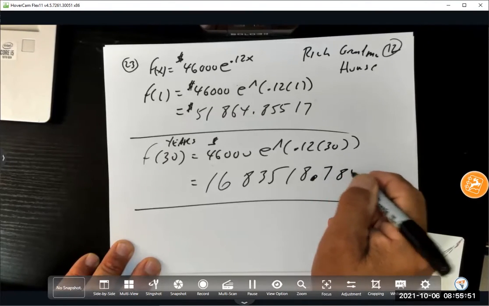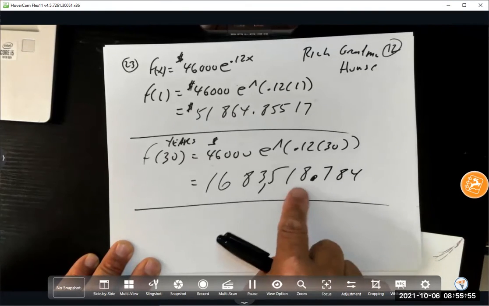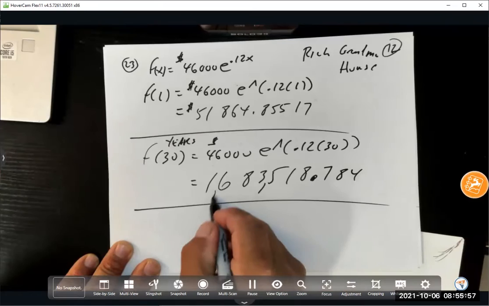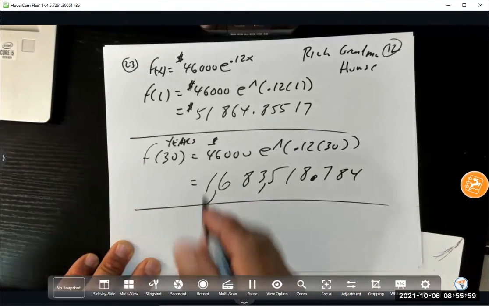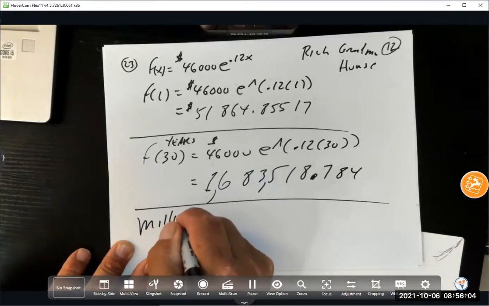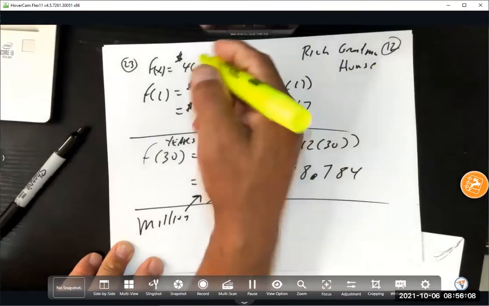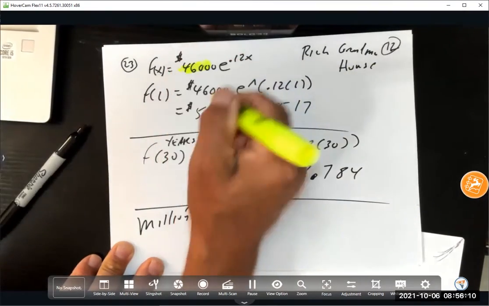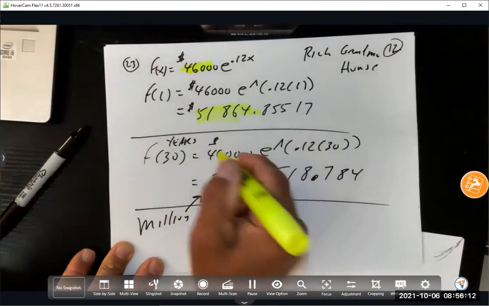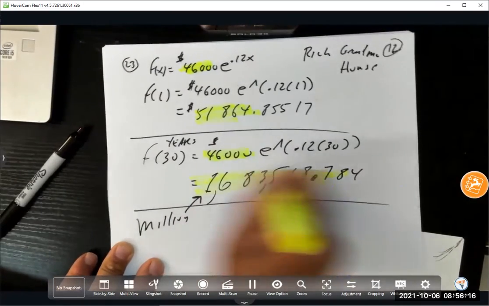0.784. All right. So this is really gonna be hundreds of dollars. This is thousands of dollars, 683,000. And this first number here, 1, it really means 1 million. So she's gonna sell her house that she bought for 46,000 a long time ago. She could sell it for this in 1 year, or she could start here, wait 30 years, and then sell the house for $1.6 million.